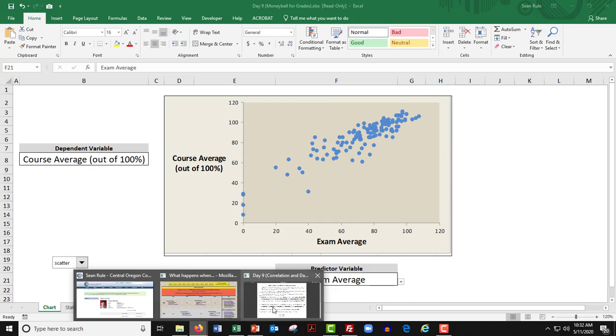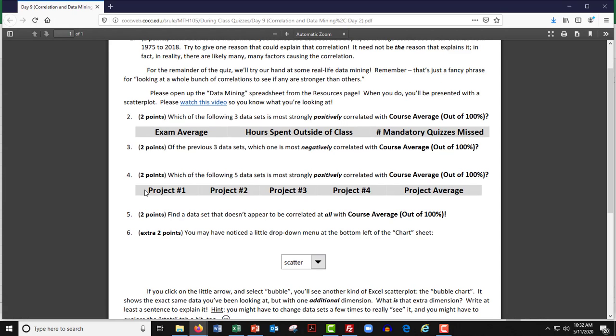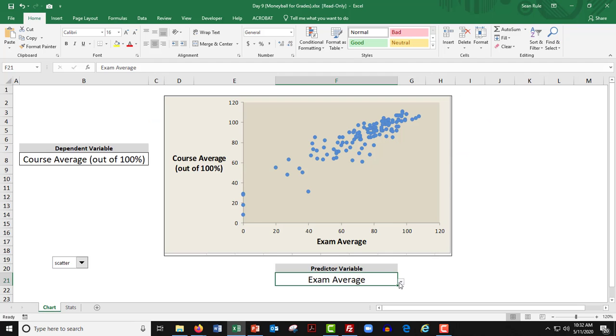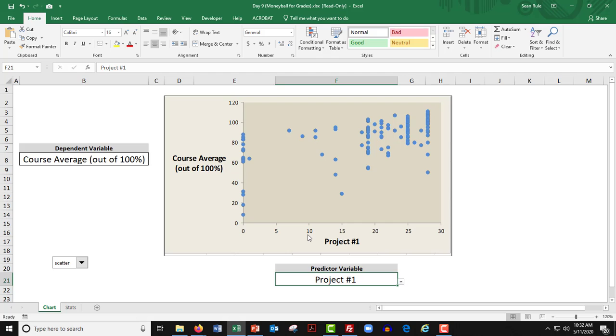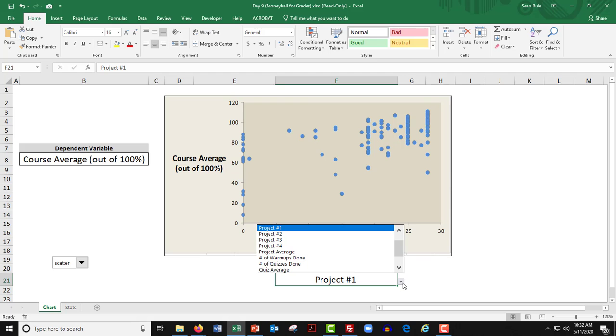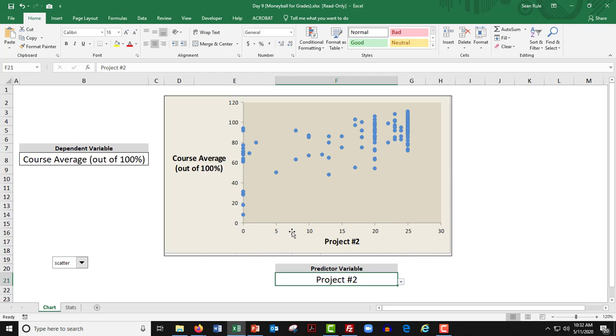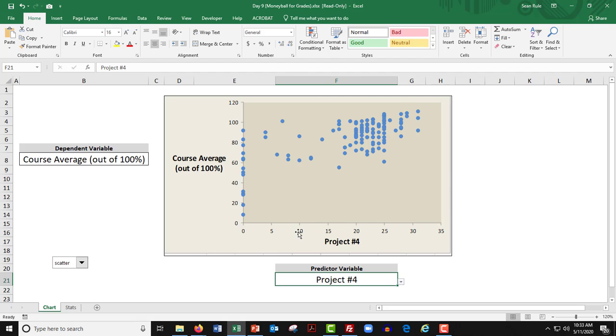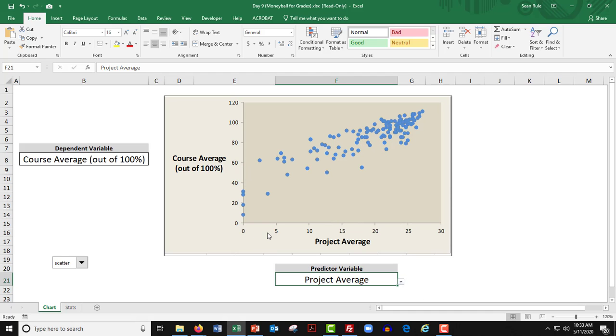All right, and I think the next one here, which of the following 5 data sets, project 1, 2, 3, 4, or the average of the projects? Okay, well, let's go through this. Here's project 1. Slightly tilted up, but I would say not terribly strongly correlated. Yeah, same kind of thing. Maybe a little tighter than project 1, but not very. Okay, that's the best of the batch. Let's look at the average and see if the average smooths. Okay, there you go. Project average actually smooths them out.